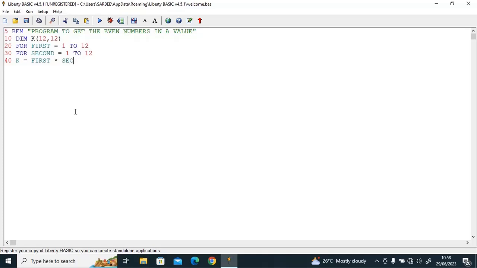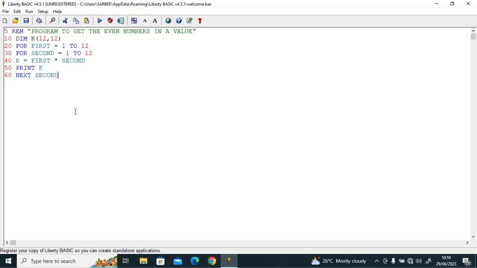times second. Then next one, 50. I can print k. Let me print k on my screen. Print k. You have to use nest. I told you earlier, that one is num. So we can say 16. We've used nest. Let me nest second.